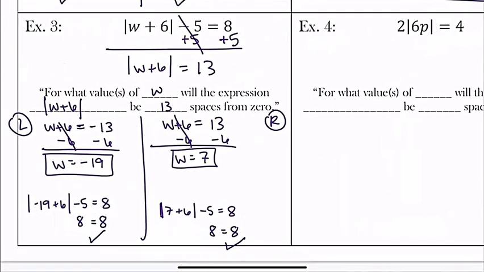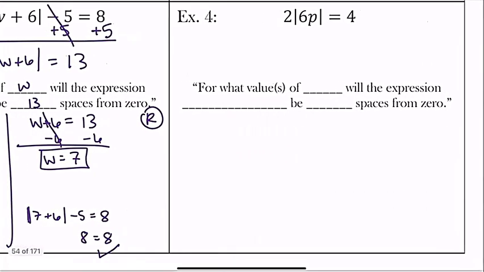And that's how you do it. Okay, let's look at the next one. Just a reminder, we're following the steps from up at the top. And we have 2, and then in absolute value, we have 6p equals 4.